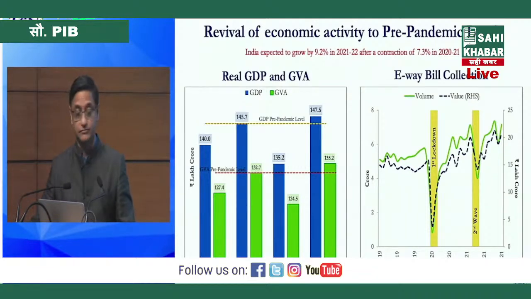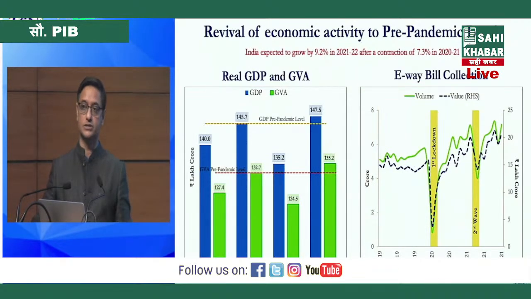Now to the content of the economic survey of this year. One of the clear points we make right up front in the survey is that there's been a revival of economic activity to pre-pandemic levels in the year 21-22. This shows through in the national accounts, and it shows through in a whole bunch of high-frequency data that we have. I've just, for illustration, put the e-way bill collection, and you can see that there was a big contraction during the national lockdown last year, then a sharp revival, a more shallow slowdown during the second wave.